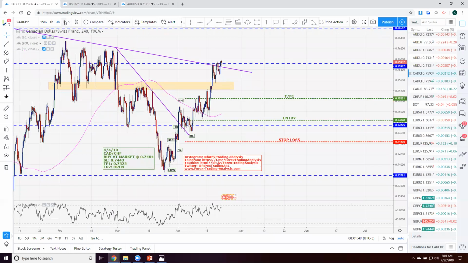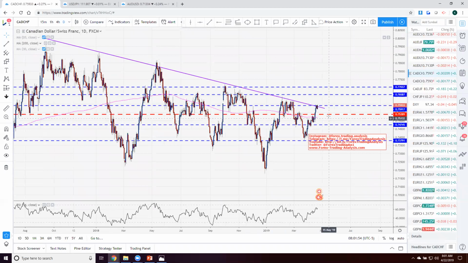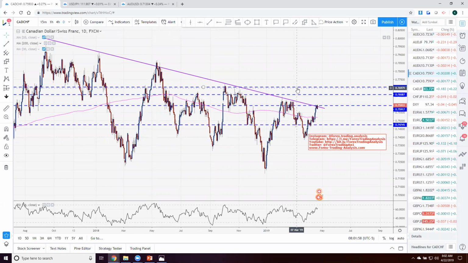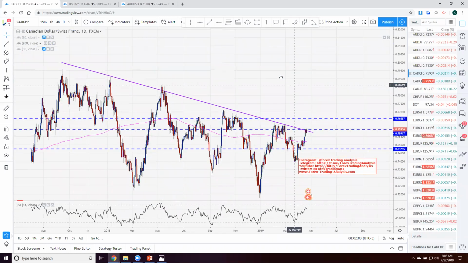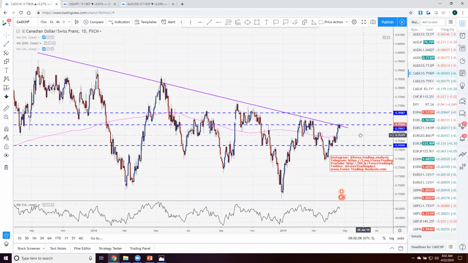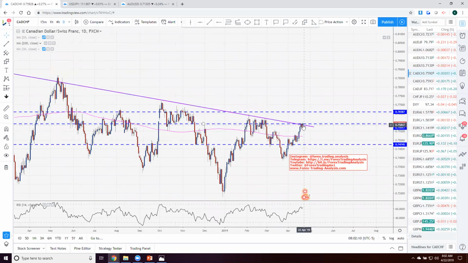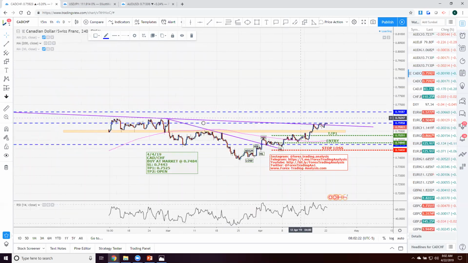CAD Swiss, a lot of lines here that could probably go away, just for clarity. So here again, we're reaching a collection point, ascending trend line. Roughly getting close to this resistance area here on the 4 hour.